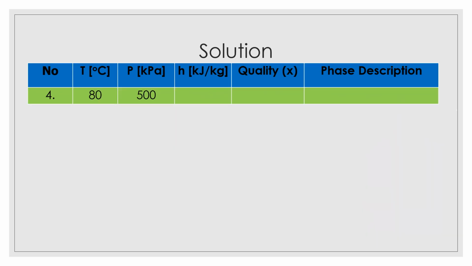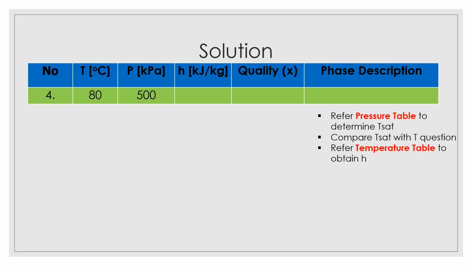Next, this question gives us information on temperature and pressure, and we need to determine the enthalpy, quality, and phase description. To solve this problem, firstly, we need to refer to the pressure table to determine the T sat, and then compare the T sat with the T given. After that, we determine the H by referring to the temperature table. Let's have a look.